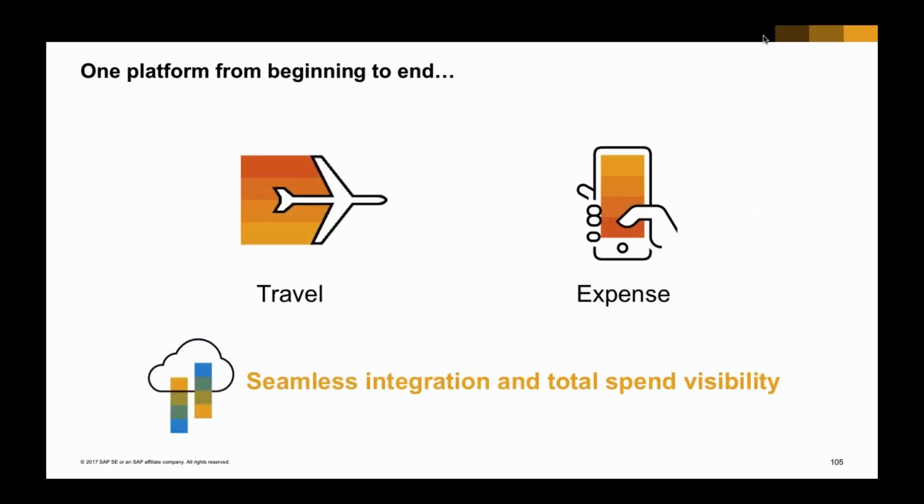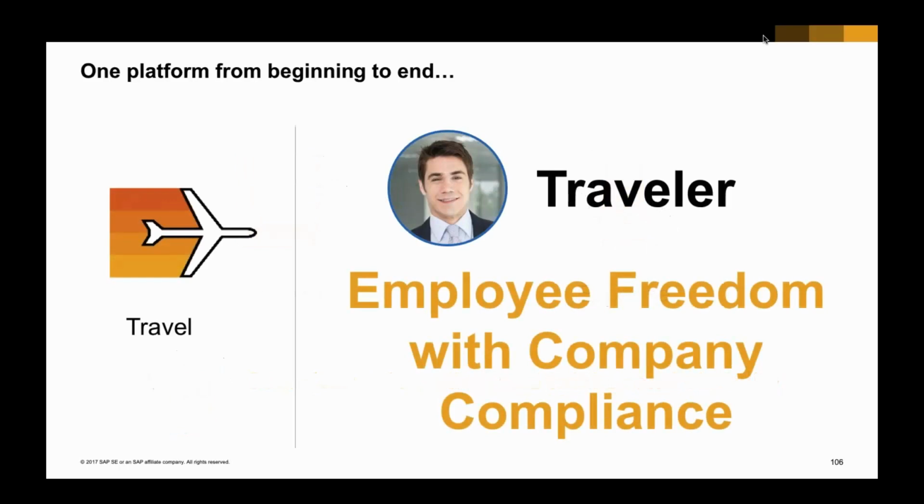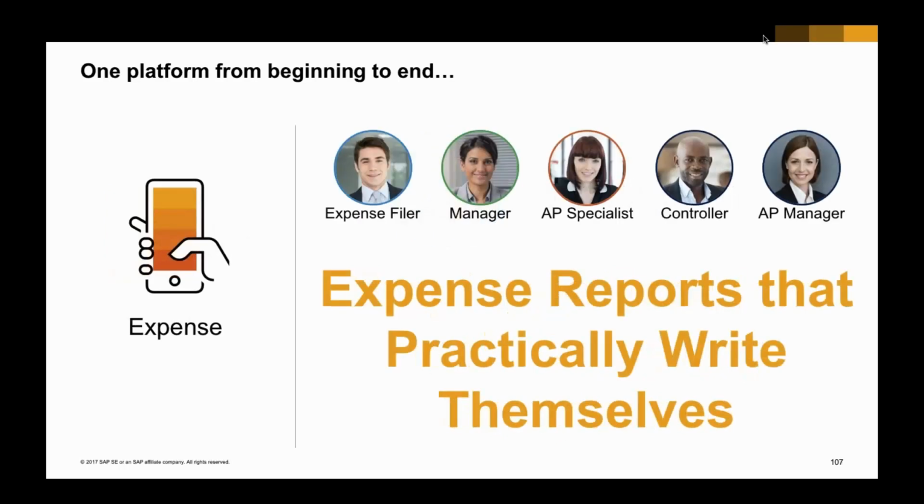So that concludes the demo portion. And just to quickly recap, we talked about the travel booking tool, giving Brad a lot of freedom while making sure that he stays compliant with company's policies. And then the expense report side of things, reports that practically write themselves, as well as police themselves, and taking away that awkward conversation of you having to be the bad guy and rejecting expense reports.